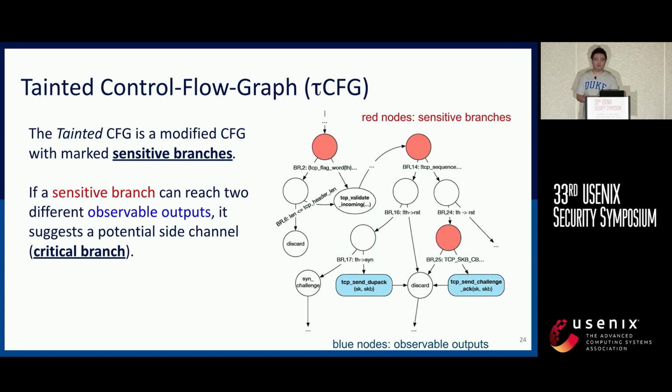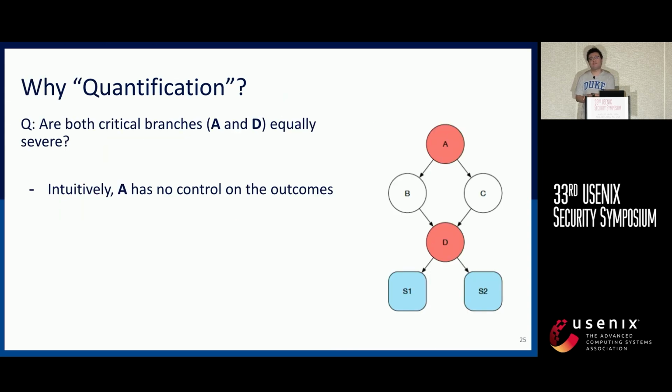To find these side channels, our analysis works to detect a critical branch on a variant of CFG, which we call the tainted control flow graph or tau CFG. On the graph, we detect these critical branches, which are defined by sensitive branches that can reach one or more observable outputs. By doing so, we have transformed the detection of side channels into a graph search problem with great scalability. The motivation of further quantifying side channels is also very natural, since there are still a large number of critical branches on the control flow graph.